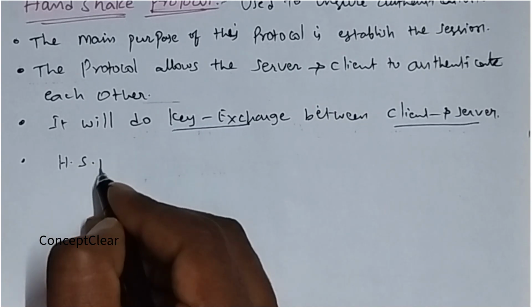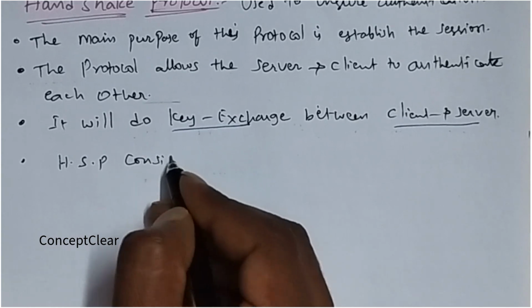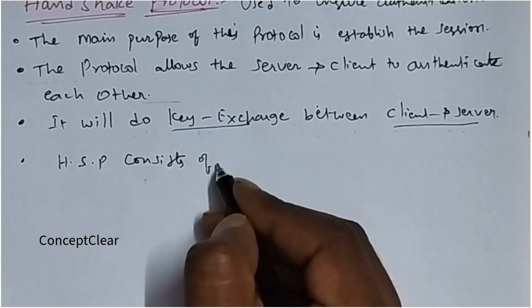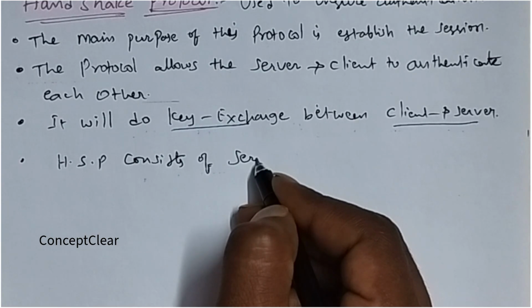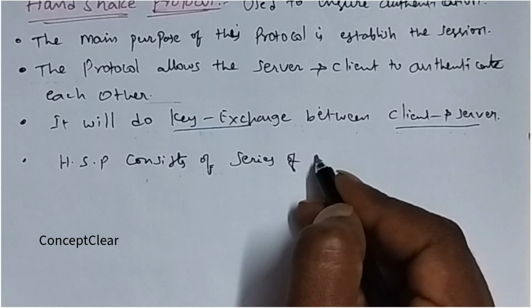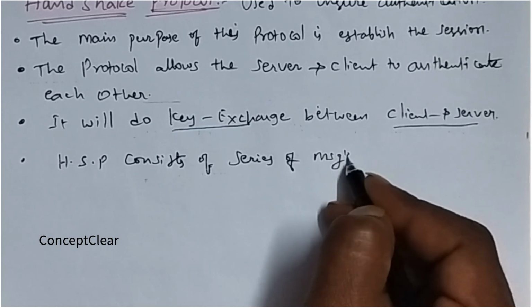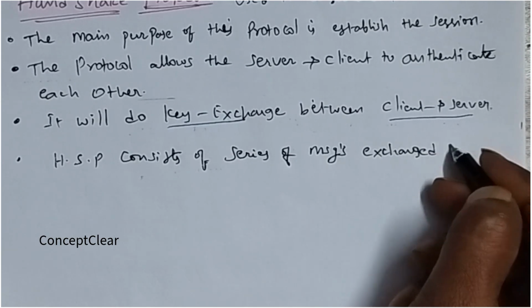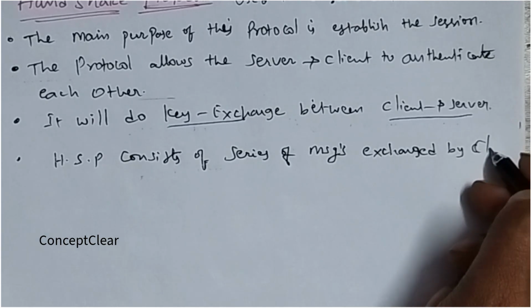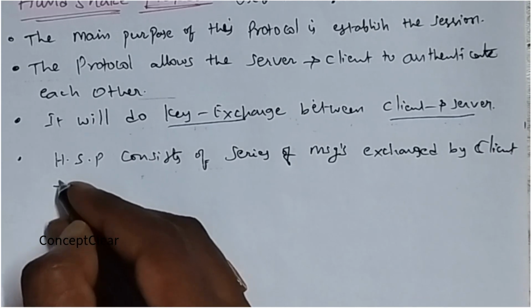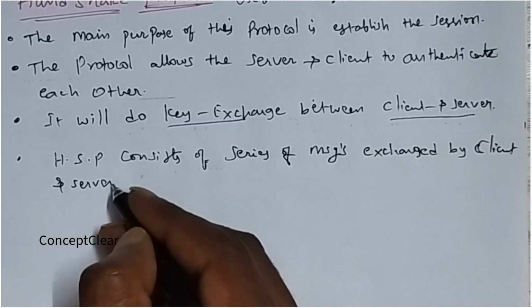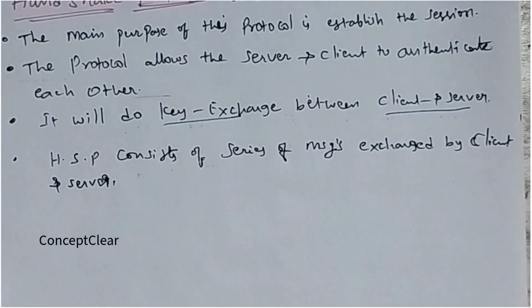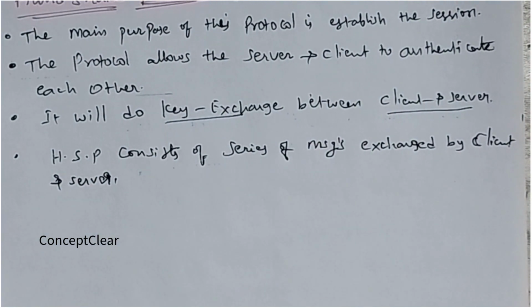The handshake protocol consists of a series of messages exchanged by client and server. A handshake message is represented by using three fields: type, length, and content.